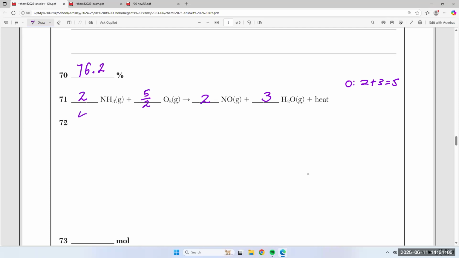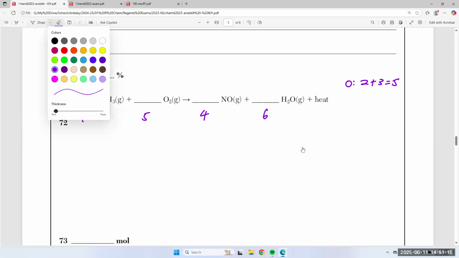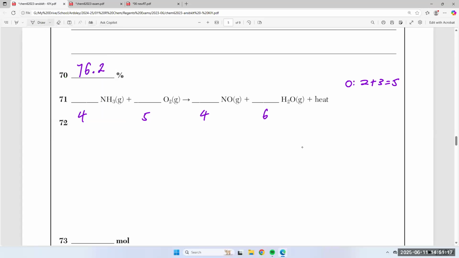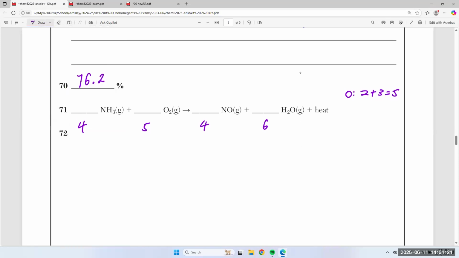2, right? So that becomes a 4, that becomes a 5, that becomes a 4, that becomes 6, right? So this is probably why it's better to do it separately and not directly on the booklet itself. 4, 5, 4, 6.